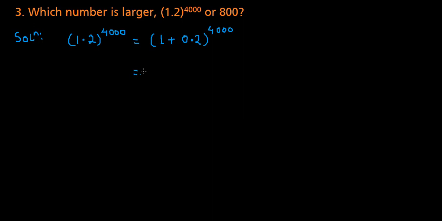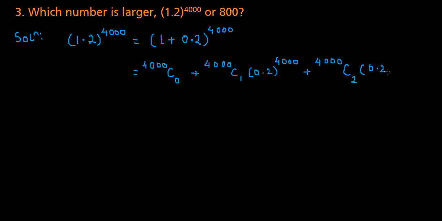Then we expand it, and we should get 4000 C0. We do not have to write the other factors because they are going to be 1. Now we have 4000 C1. Then we have 1 raised to the power of 3999, which is always 1, so I'm not writing it again. So we have 0.2 raised to the power of 1. This time let me write down the third term as well. So we have 4000 C2 times 0.2 raised to the power of 2, plus the remaining terms.